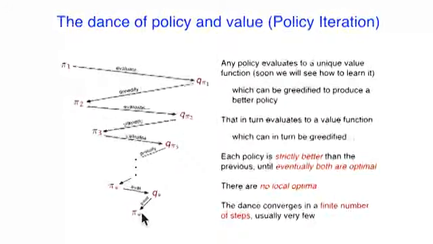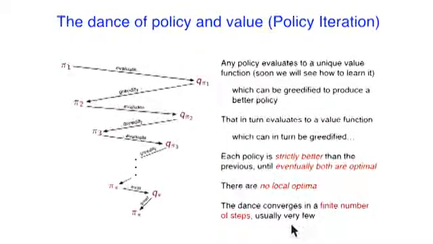Now, we also discussed earlier how the space of policies is enormous. So it's not too much of a safety blanket, of a guarantee. But in fact, it usually converges in very few iterations. In practice, it converges in very few iterations. So it's actually a very happy fact and a very good strategy for finding the optimal policy.